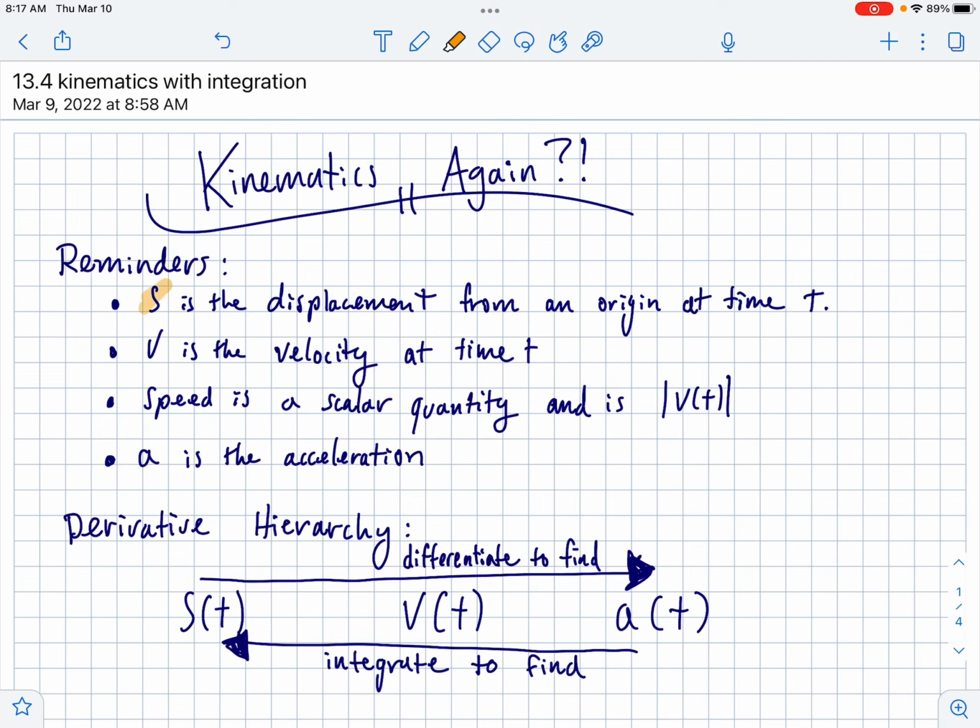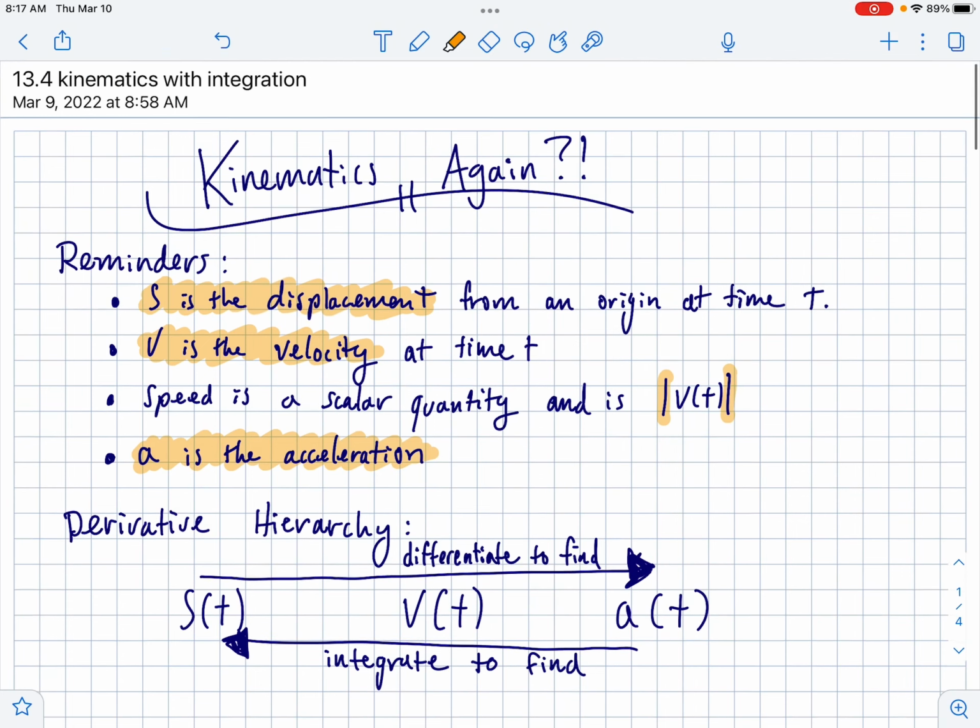So, if it's been a while since you've looked at kinematics, remember that s is the displacement function. v is the velocity function. Quick note that if you take an absolute value of a velocity, that is just a speed, a scalar quantity. So that might come up in some of the homework questions. And that little a stands for acceleration.